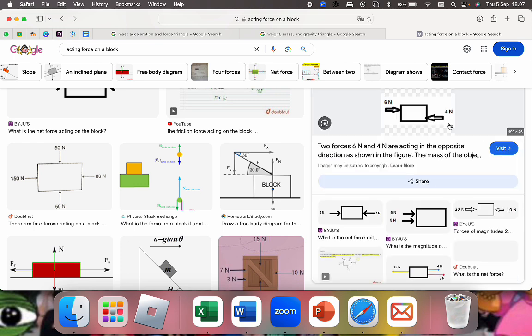Now if we look at this, how do we count this? As you can see, there's 6 newtons to the right, 4 newtons to the left. So we know that 6 newtons, because it is bigger than 4, obviously, will be the leading direction. This will be the one to lead where the rectangle goes next, which is the right. But how many newtons exactly is it? How much is the resultant force? Well, it's 6 minus 4.